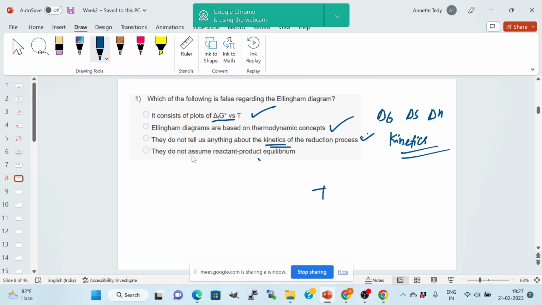This one says they do not assume reactant-product equilibrium. This is wrong, because the Ellingham diagram assumes reactant-product equilibrium while calculating the delta G, delta S, etc. So this is the wrong option. This is the answer for this question. Is it clear? Okay.